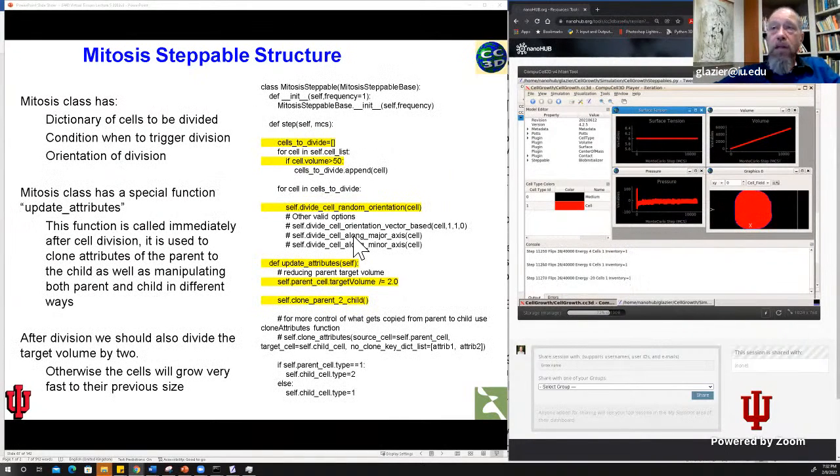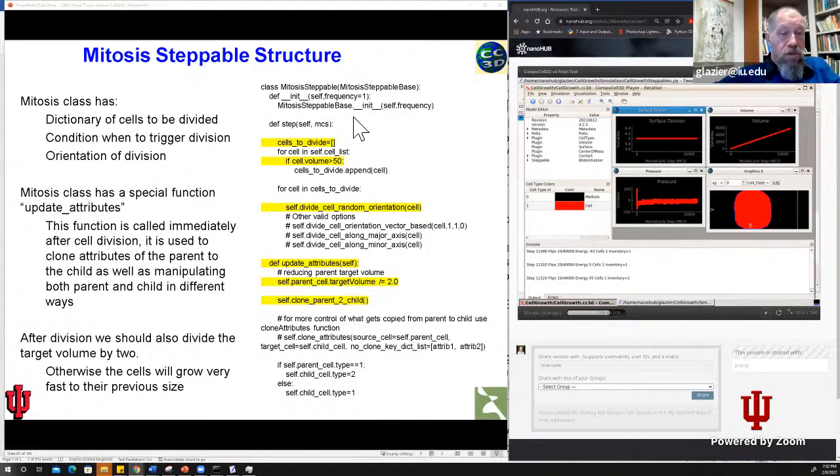Okay. If I look at the code, the mitosis class, if I add it, and we'll do that in a second, you'll see class mitosis steppable, mitosis steppable base. We don't usually pay attention to those, but you'll notice it's a different name if you look carefully.